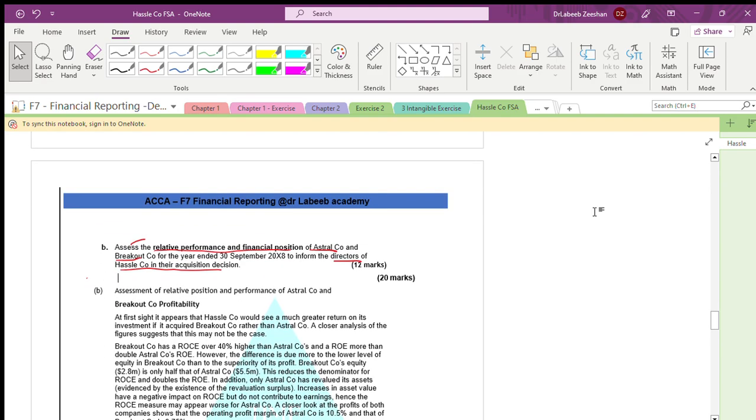Fine. First means you have to, how many marks are there? 12 marks are there. See the thing. For calculation, they gave you 8 marks. For assessing and writing the thing, they gave 12 marks. Total marks is going to be 25.